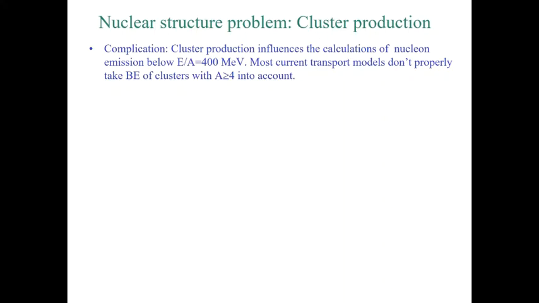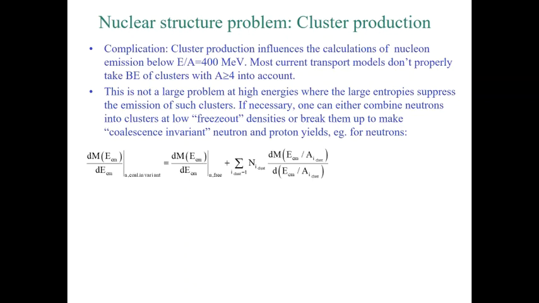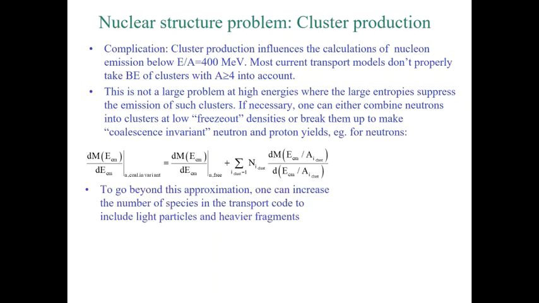Complication: cluster production influences the calculation of nuclear emission above about 400 MeV, and most nuclear transport models don't describe the binding energy of clusters with A greater than or equal to 4. It's not a very large problem at high energies, because there are not many heavy clusters. If you don't want to do any clustering, you can make a simple cluster model like they do with the QMD calculations, minimum spanning tree, for example, or you could just break them down into effective nuclear flow and just calculate the flow that way, because the momenta are really not changed that much by the clustering.